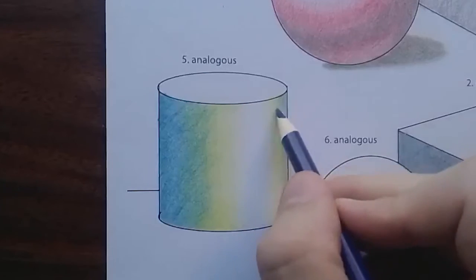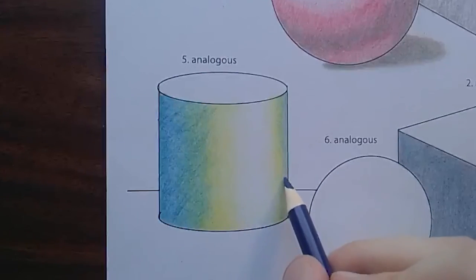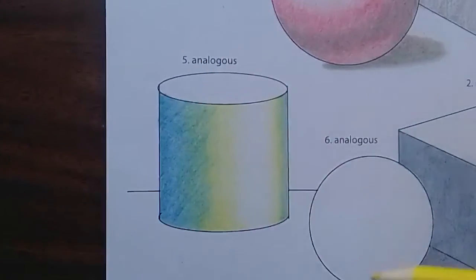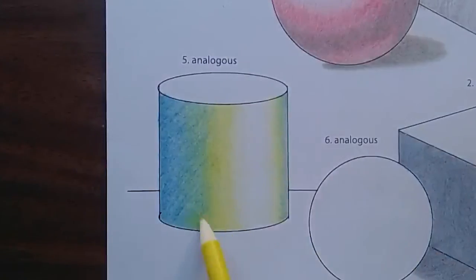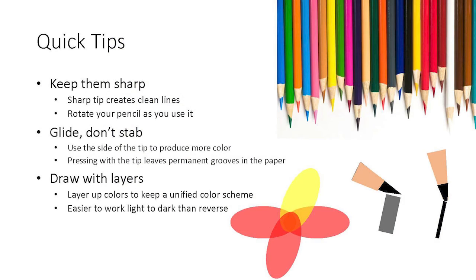Finally, try and use a lot of layers when using colored pencils. Layering up on color lets you produce a wider range of colors, which is helpful when using one of the color schemes mentioned before. It is also far easier to work from light to dark. If you start with very dark areas of value first, and you mess up, it's going to be way harder to correct those mistakes later on. So start with lighter areas of value and then work your way into the darker ones.